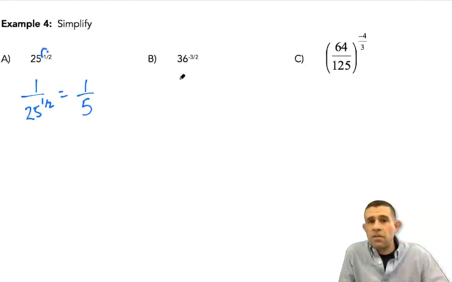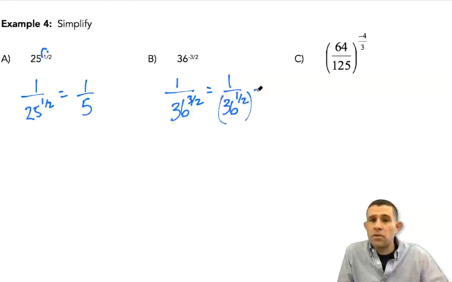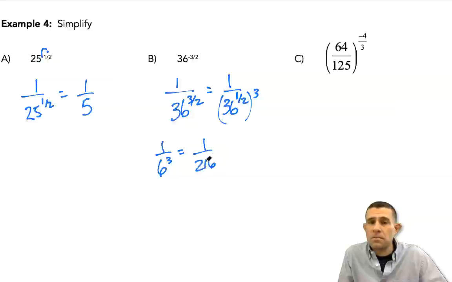36 to the negative 3/2 is going to be 1 over 36 to the positive 3/2 now. So let's take a second to evaluate. That's 1 over 36 to the 1/2, and then we're going to cube that. So 1 over 6 to the third power, which should give us 1 over 216.